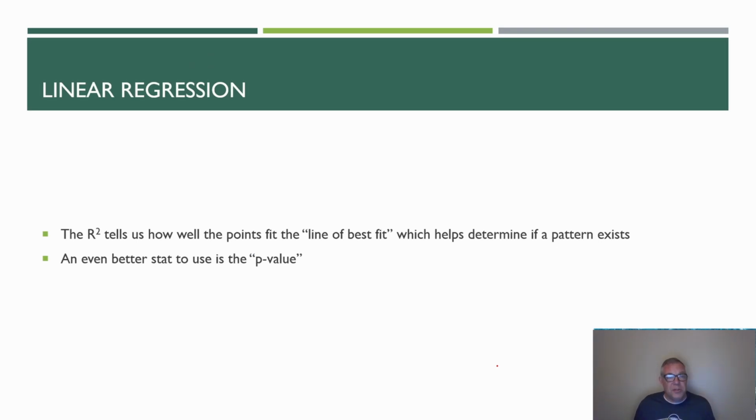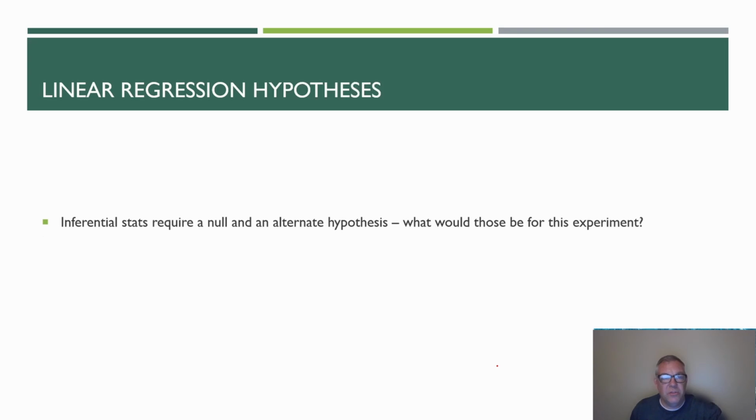And so the R squared is good for that, but you also saw that we had a p-value. And you know what a p-value is, and the p-value is what really tells us if we've got a good statistically significant relationship. And so if I've got a p-value, that implies that I've got hypotheses, and we're using the p-value to test those hypotheses. So my question to you is, what would be a good null and alternate for this experiment? I'll wait.